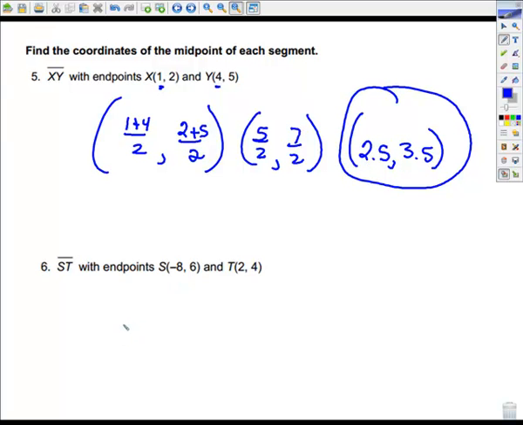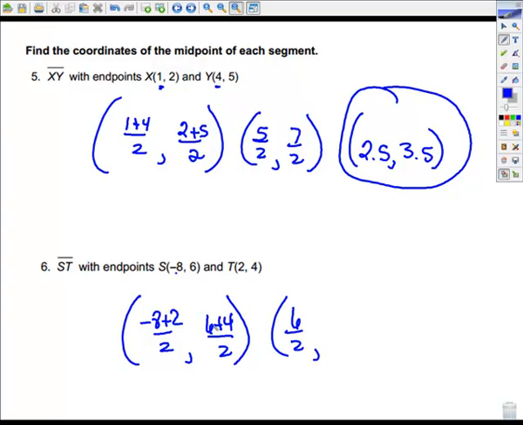Let's try this one, midpoint of ST. So I have negative 8 plus 2. Those are my x's, divided by 2. 6 plus 4, divided by 2. Those are my y's. Negative 8 plus 2 is negative 6 over 2. 6 plus 4 is 10 over 2. Negative 6 divided by 2 is negative 3. 10 divided by 2 is 5. So the midpoint is negative 3, 5.